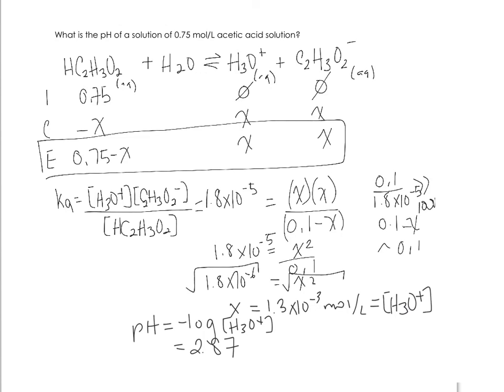So when you have a question like this, write out your chemical equation, set up your ice table, set up your K expression, put your values in your table, solve for x, and then take the negative log of that number. So there you have it, some calculations involving weak acids.